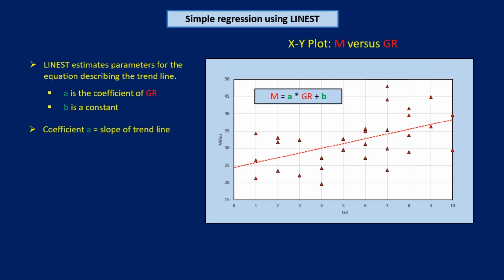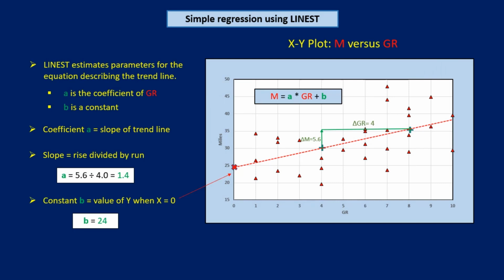Mathematically, a is equal to the slope of the trend line. Slope is calculated as rise divided by run. That's the amount by which y rises on the y-axis as x runs along the x-axis. To calculate a, LINEST picks 2 points on the line and divides the change in m by the corresponding change in gr. The result is that a equals 1.4. So 1.4 is the coefficient of gr in the equation.